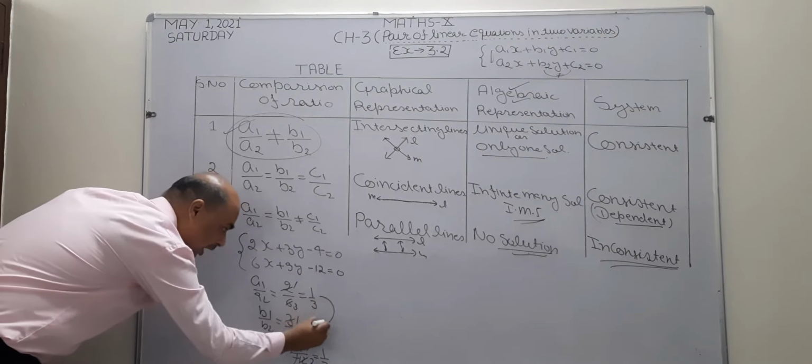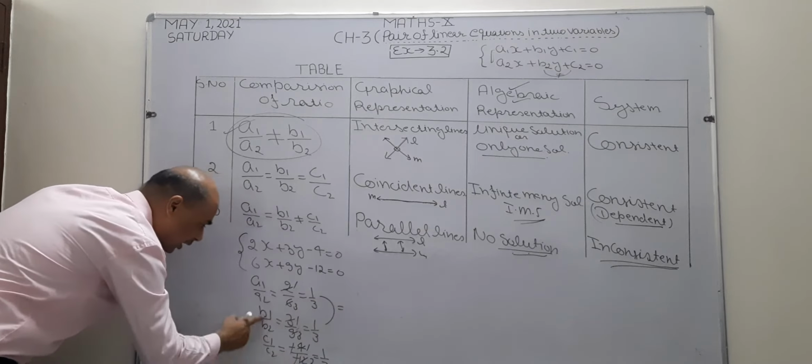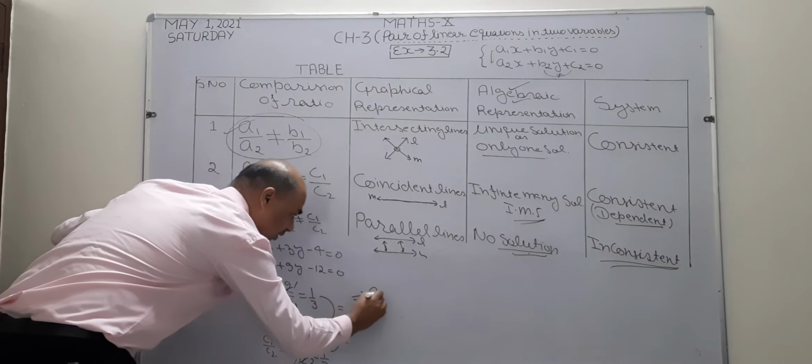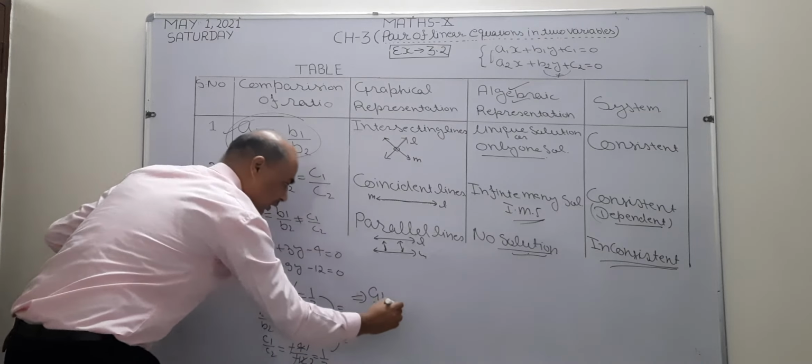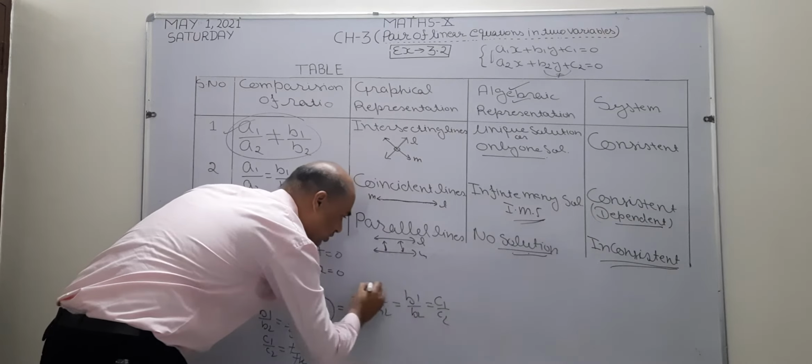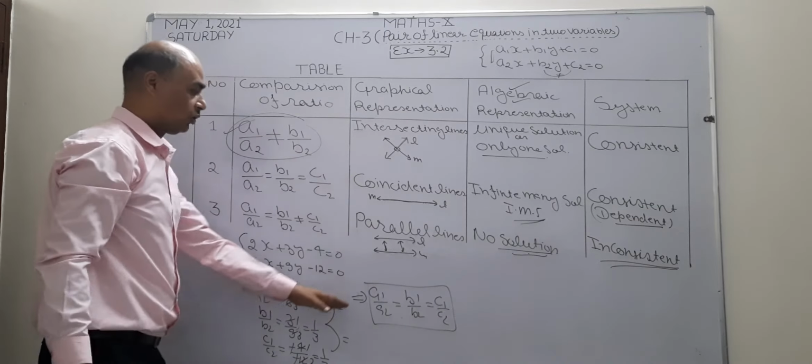Now see, are these two equal? Yes, they are equal. Are these two equal? Yes, they are equal. What is the meaning? This implies A1 by A2 is equal to B1 by B2 is equal to C1 by C2. In this case, all the ratios are equal to each other.